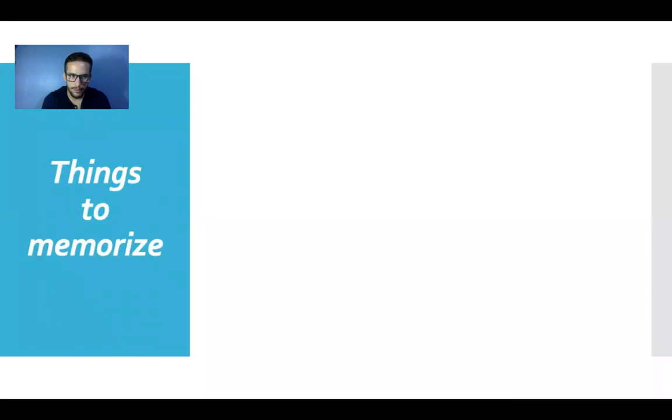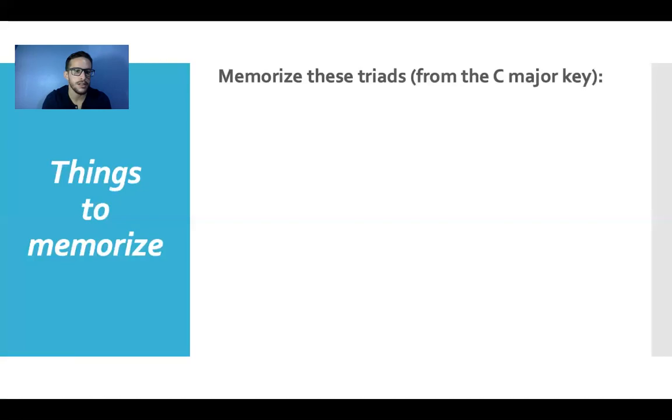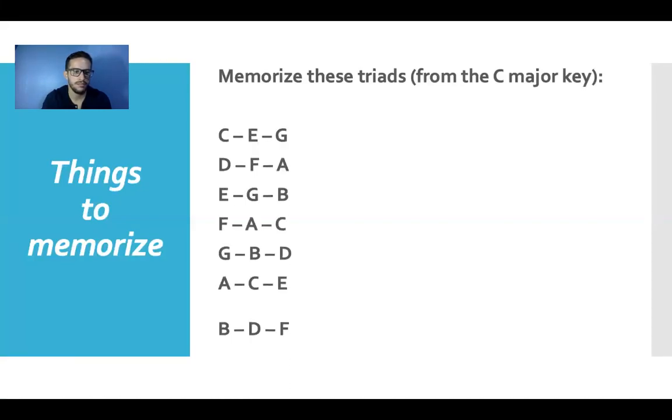So first, I mentioned it before in the first video that we did that there are some things you have to memorize. Okay, I'm not asking you to memorize all triads in existence because there are so many triads. It's going to be impossible for you to learn and memorize them all. But you can memorize these 7 triads. Okay, it's only 7 triads that I want you to memorize. CEG, DFA, EGB, FAC, GBD, ACE, BDF.